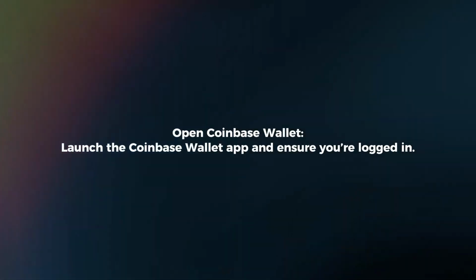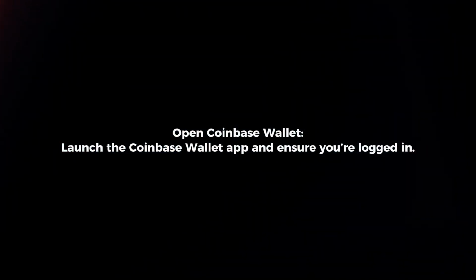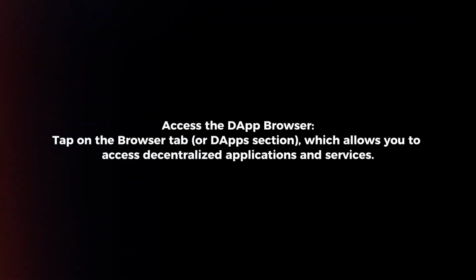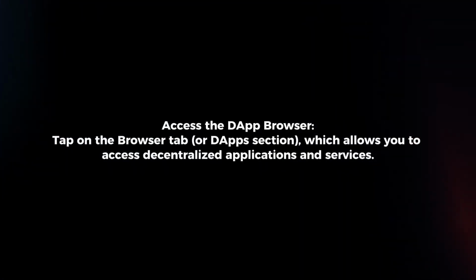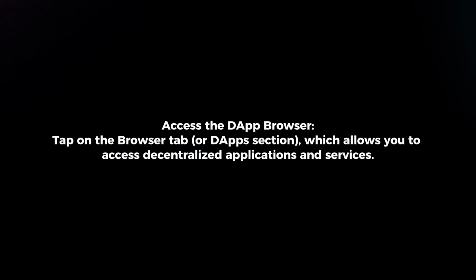Open Coinbase Wallet. Launch the Coinbase Wallet app and ensure you are logged in. Access the app browser. Tap on the Browser tab, which allows you to access decentralized applications and services.